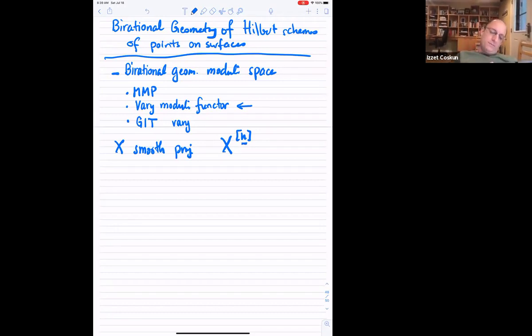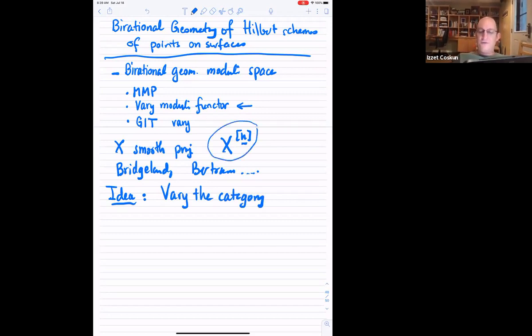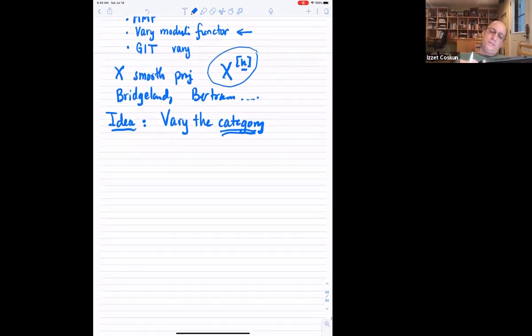The idea goes back to Bridgeland and Bertram and many other people. But the main idea is maybe you can vary the category. The way you should think about this is that this is a moduli space of ideal sheaves of length n. One thing that we could vary is the underlying category, the category of sheaves. So Bridgeland introduced this idea. Let me introduce it: Bridgeland stability conditions.